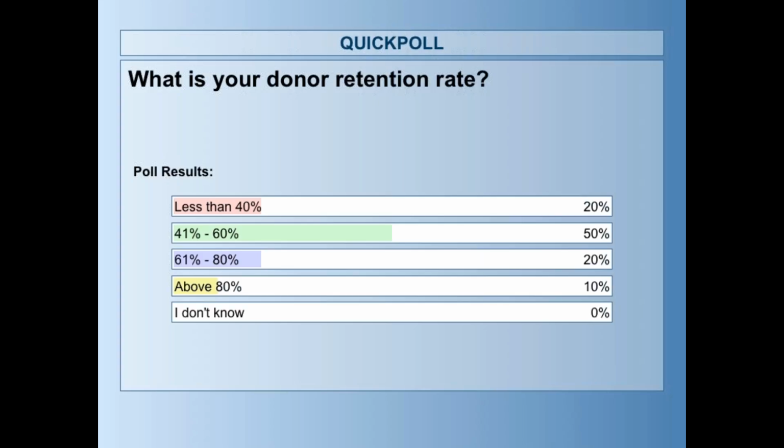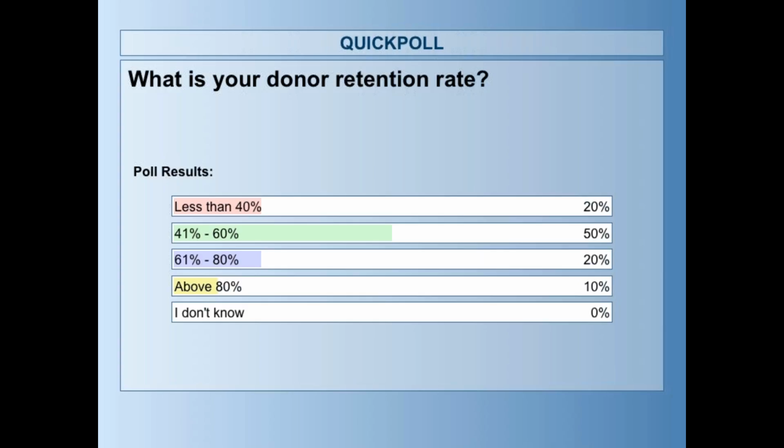The same is true for our folks with really high retention rates. It could be because you're doing an absolutely excellent job at building relationships. You're visiting with your donors, you're getting to know them, you're sending them excellent cultivation materials. It also could be because you're not doing a great job at bringing in new donors. And so even though your retention rate is at 80%, over time, your donor base is going to shrink.